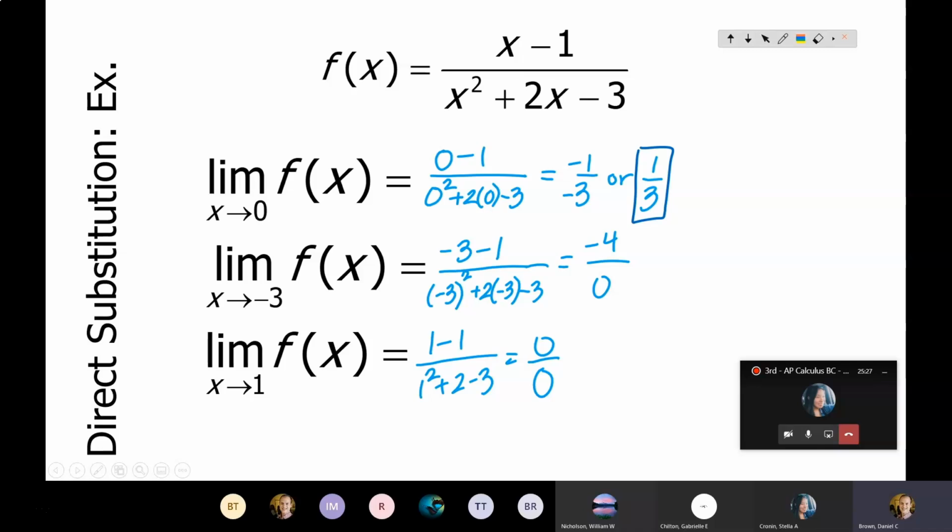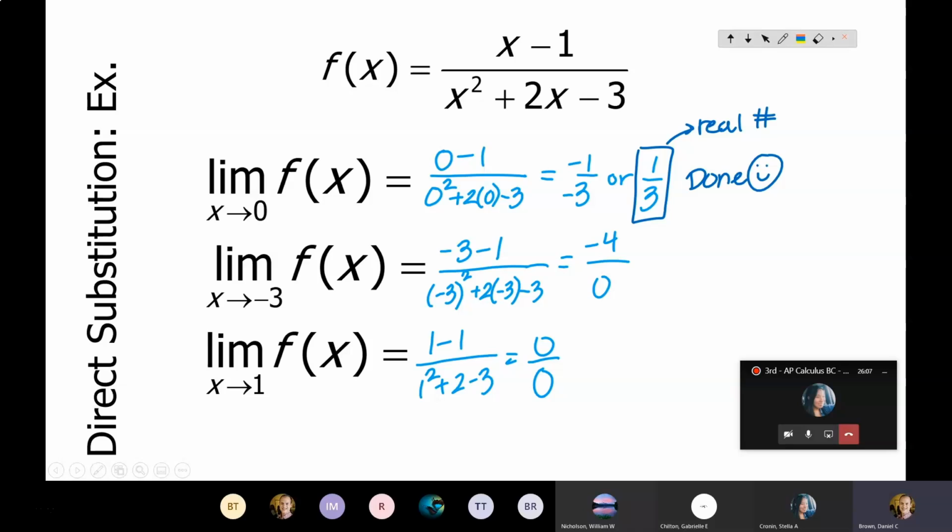So these are the different things that I get when we plug in direct substitution. Only one of these actually has the final answer. In this first one, I have the limit as x goes to 0. We plug in 0 and we get a real number, 1/3. Those are the ones you're going to like. When you get a real number, that means you are done, and that is your final answer. So the limit as x goes to 0 for this particular function is 1/3.